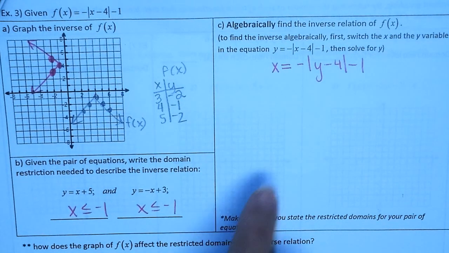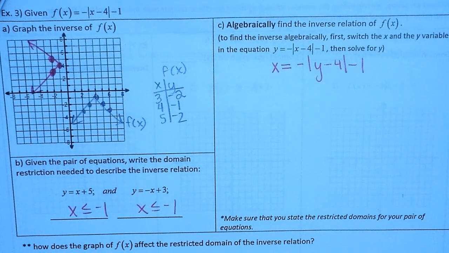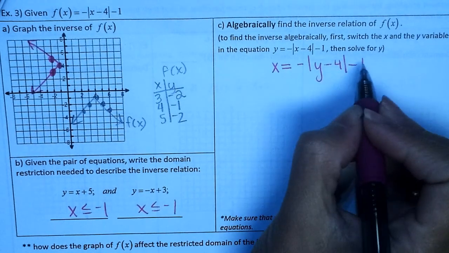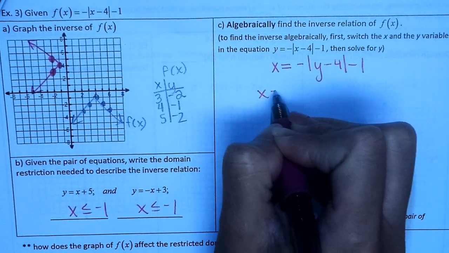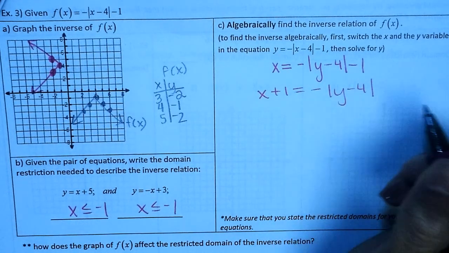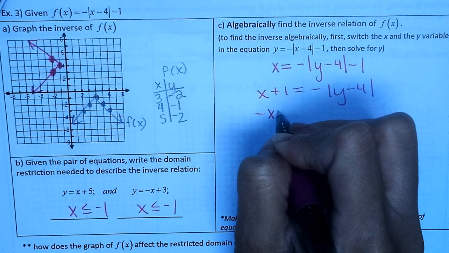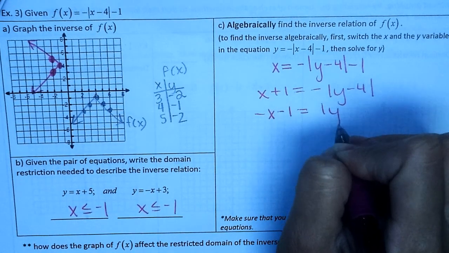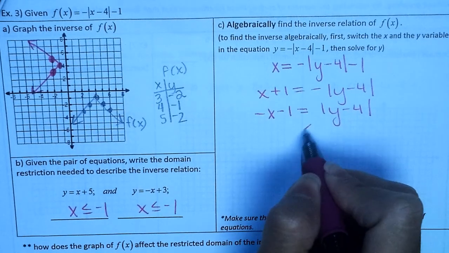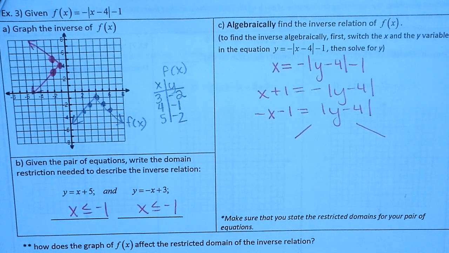Now solve for y. This is called an absolute value equation. To solve for y, you have to isolate the absolute value of y minus 4. So plus 1, x plus 1 equals negative absolute value of y minus 4. Get rid of the negative, so negative x minus 1 equals absolute value of y minus 4. If you remember from last unit, the way you solve an absolute value equation is you break it into two cases. The first case is just what you see is what you write. The second case is the opposite.